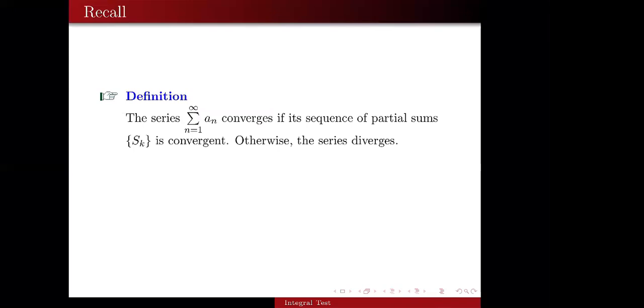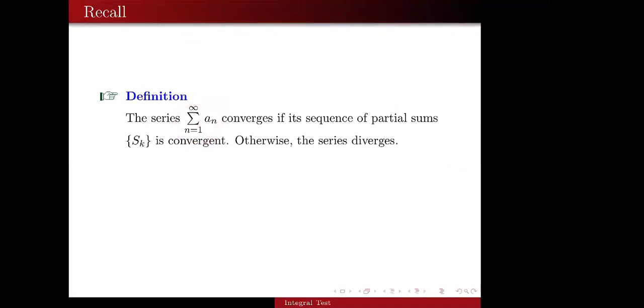So before we begin, let us recall the definition of a series and the definition of the convergence or divergence of a series. So a series is just a formal infinite sum. You have some terms a_n, and then you just add them. And then this formal sum may converge or diverge.